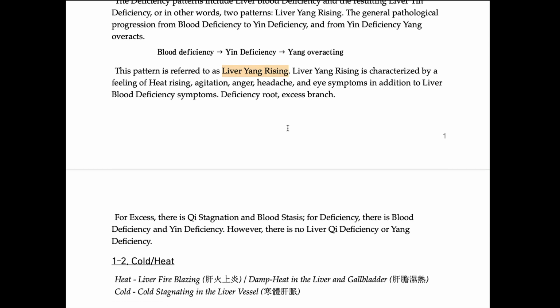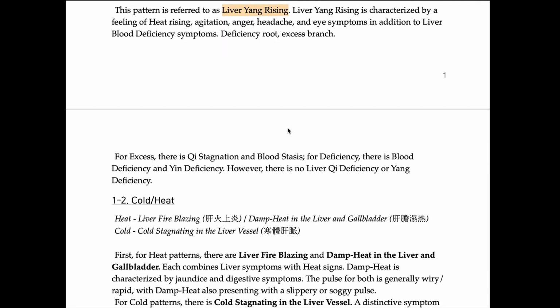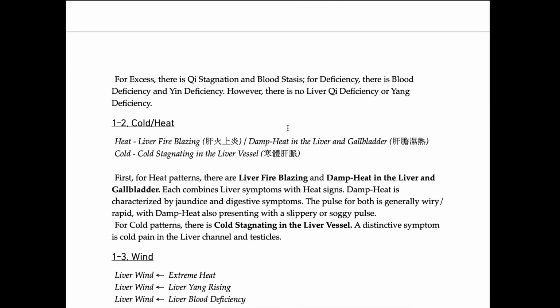For excess, there is qi stagnation and blood stasis. For deficiency, there is blood deficiency and yin deficiency. However, there is no liver qi deficiency or yang deficiency.